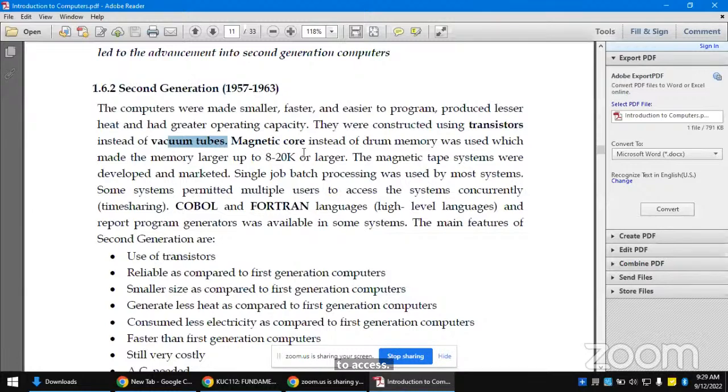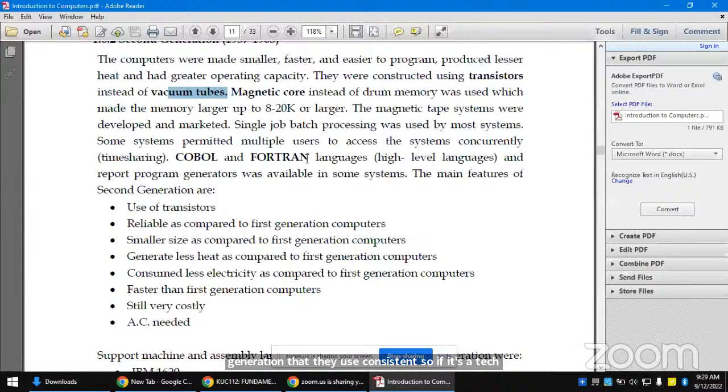So Fortran and COBOL, which are high level languages, and report program generators were available in some systems. So you can see we have introduced new programming languages called COBOL and Fortran. These languages were very important in this particular generation. So the main feature of this second generation is that they use transistors. It's a takeaway that you need to know that this one used transistors, and first generation used vacuum tubes. So you have to note that.